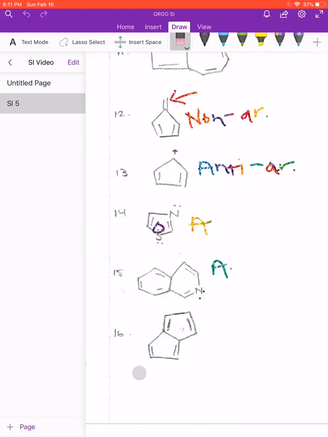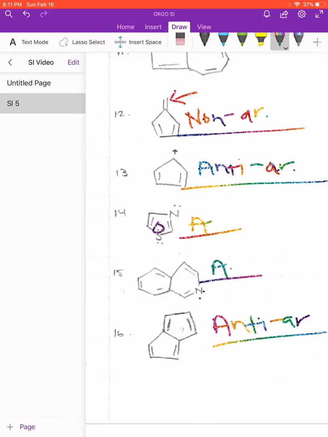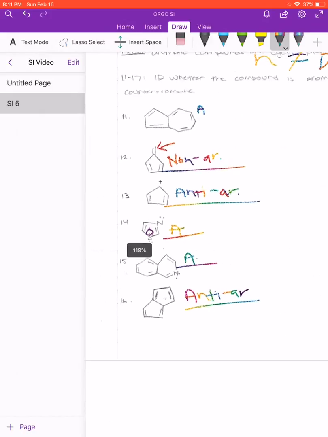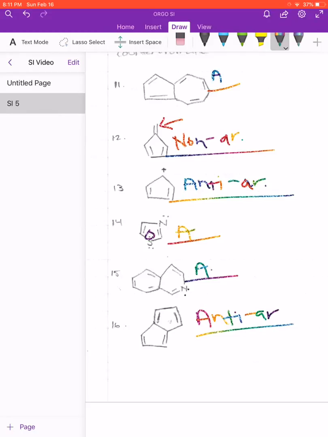But this molecule is actually conjugated. And you can shift the bonds around, and it is planar. It just has an even number of electron pairs. So this molecule is anti-aromatic, right? And you can look back and compare and see if you can do this by yourself and justify why these molecules are each their designation.